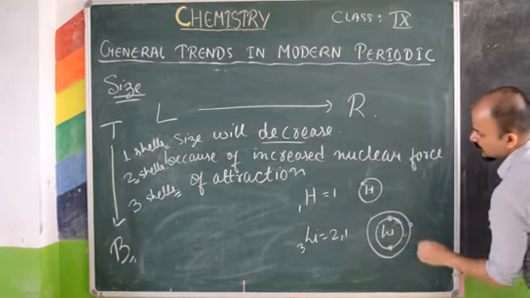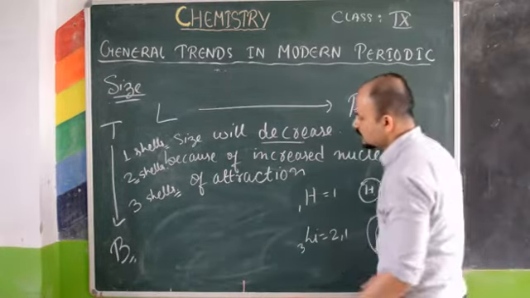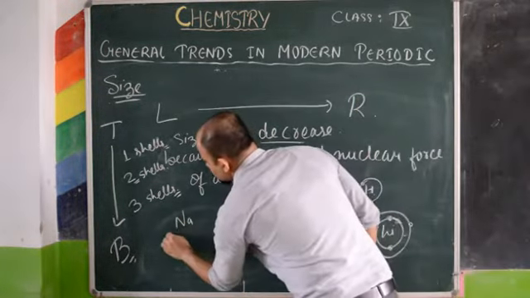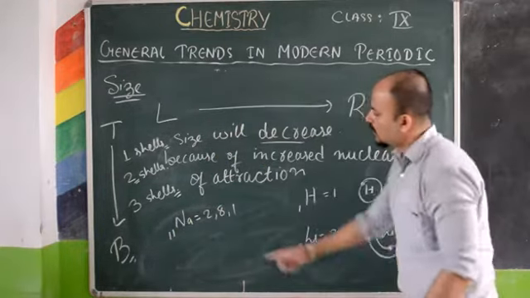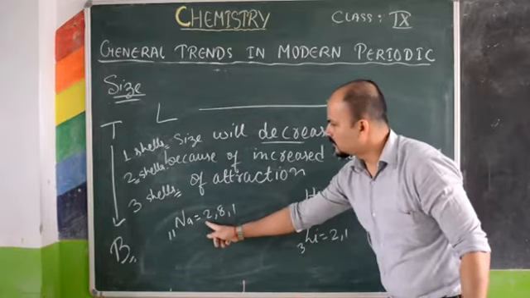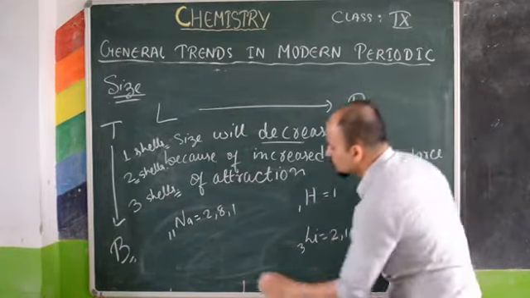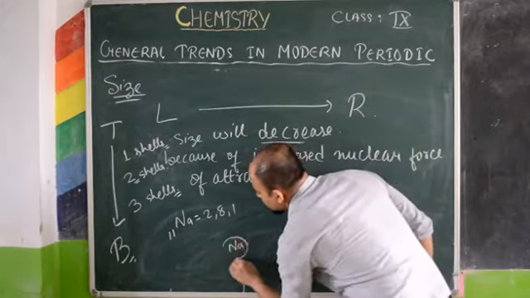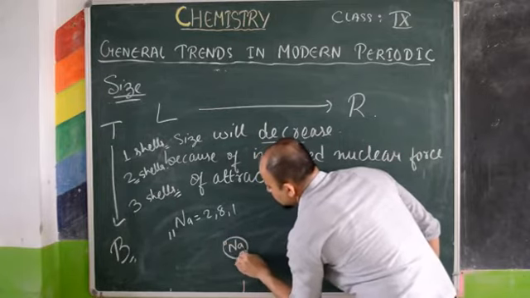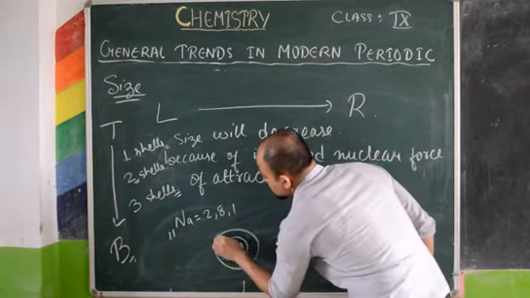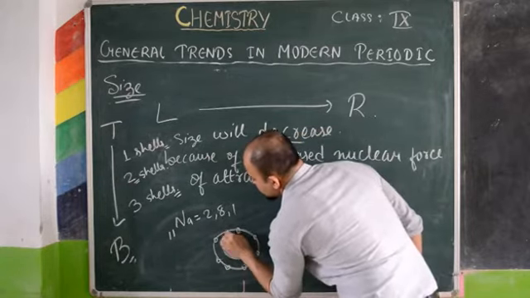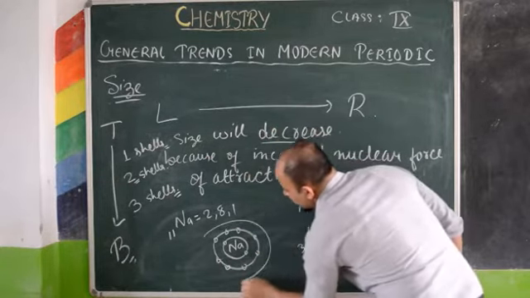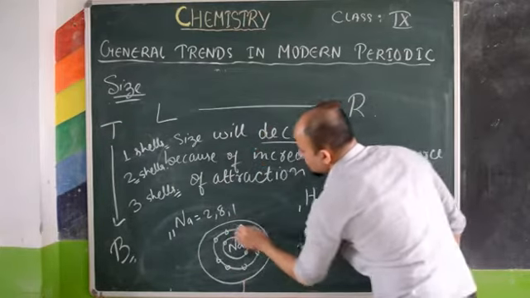And here, now in case of below this, what was it? Sodium was having 2, 8 and 1 electron configuration. How many cells are present? 1, 2, 3. So sodium, you have the first cell in which you have 2 electrons. Then you have the second cell in which you have 8 electrons. 3, 4, 5, 6, 7, 8. Then in the valence cell, that is the outermost cell, you have 1 electron.